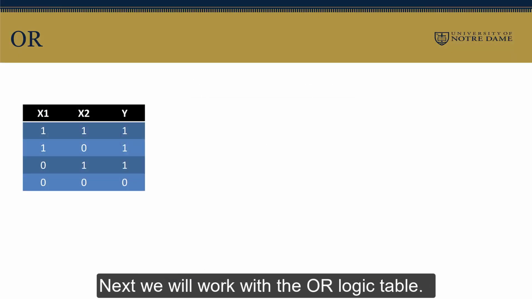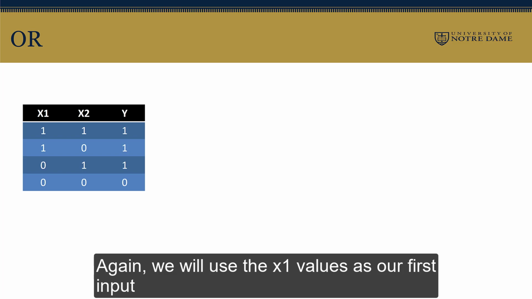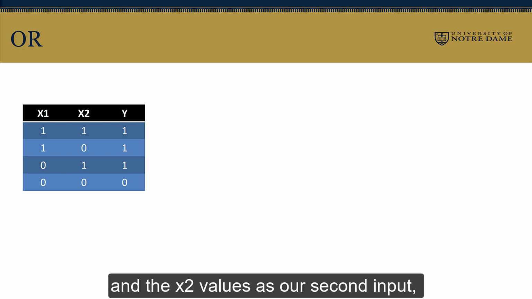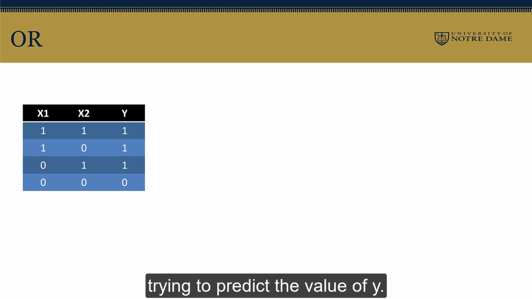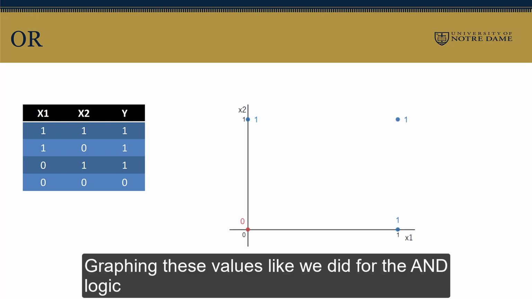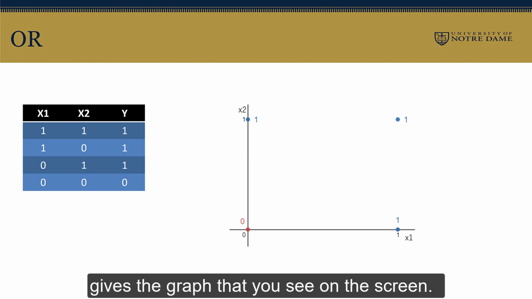Next, we will work with the OR logic table. Again, we will use the x1 values as our first input and the x2 values as our second input, trying to predict the value of y. Graphing these values, like we did for the AND logic, gives the graph that you see on the screen.